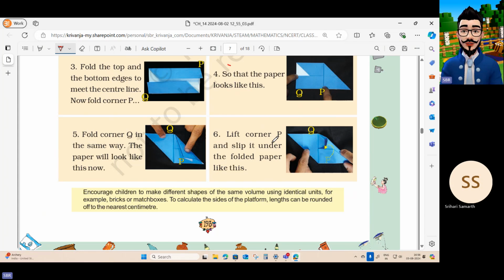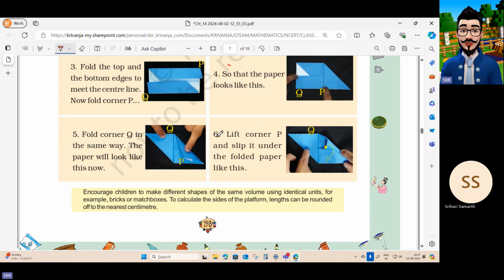Okay. I think this activity you're supposed to do offline. Because I could have shown it to you, but that's okay. You try it at home, okay? Ready. Next step. Corner P and slip it under the folded paper like this.